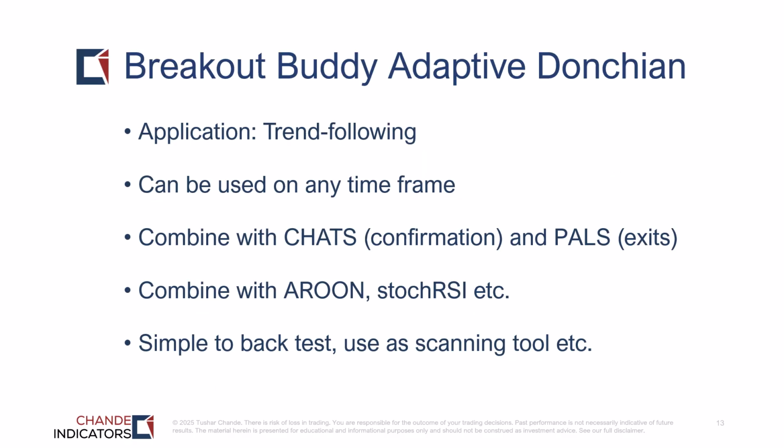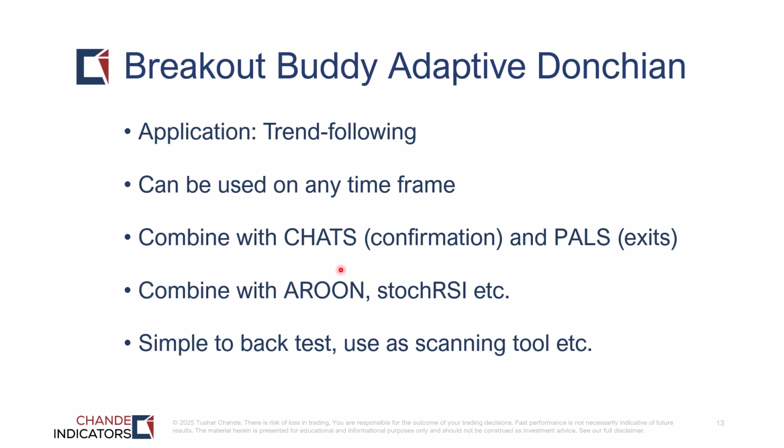So we'll end with this summary. The Breakout Buddy adaptive Donchian channel's primary application is trend following. It can be used on any time frame. So if you're a long-term trader, you could apply it on weekly data. If you're a short-term trader, you can use 5-minute charts if you wish.